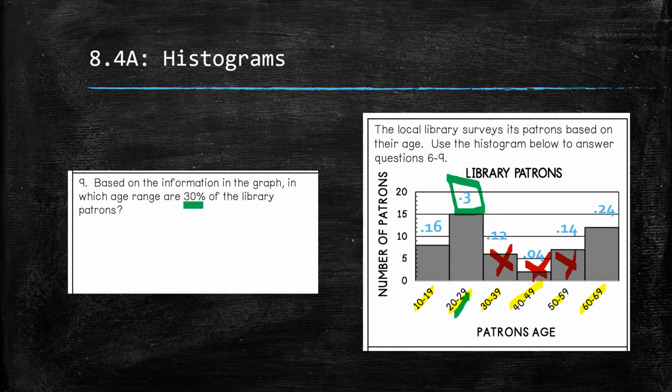Remember that 3 tenths multiplied by 100 gives me 30. I wrote out the math there. So 15 divided by 50 gives me 3 tenths, and when I multiply that by 100, I get 30%. So my interval is 20 through 29.